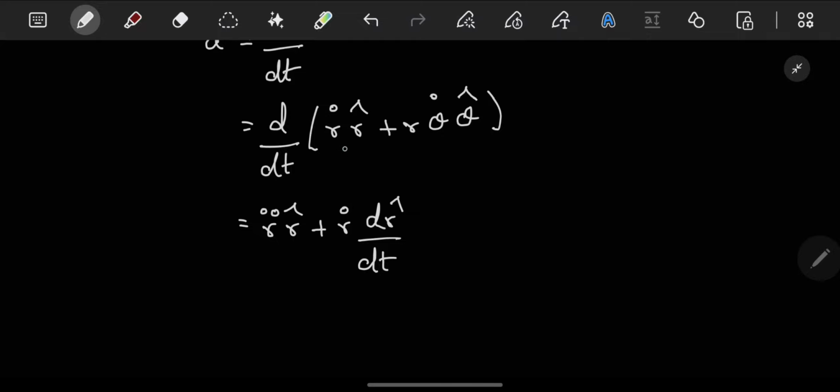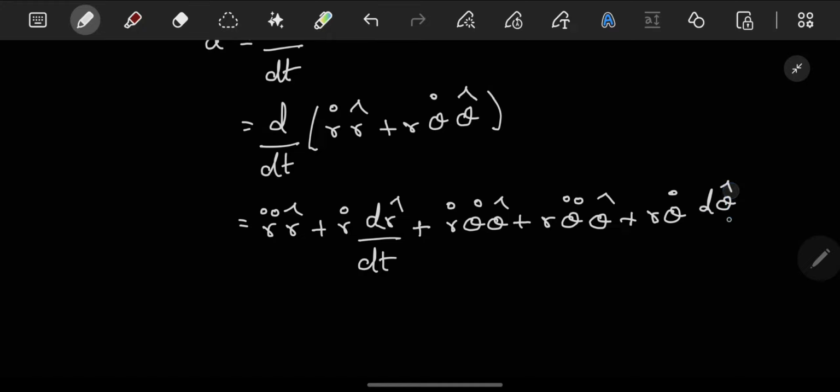So this is for the first term. Next, calculate the second term. So plus r dot theta dot theta cap plus r into theta double dot theta cap plus r into theta dot into d theta cap divided by dt.